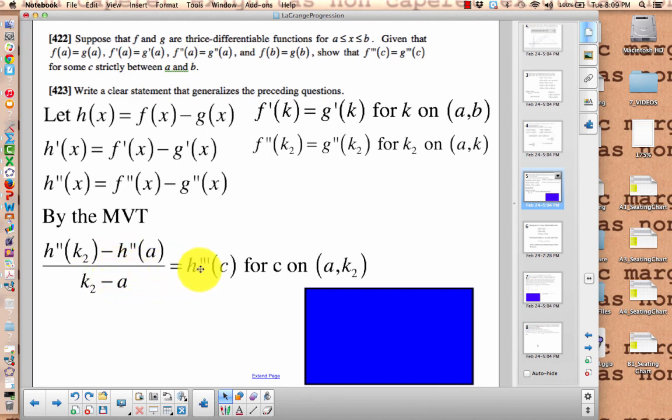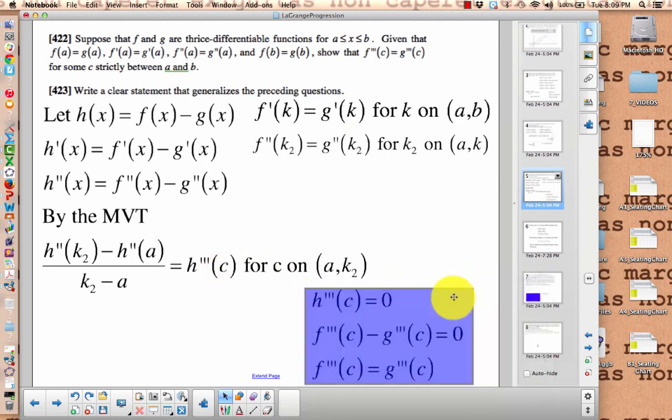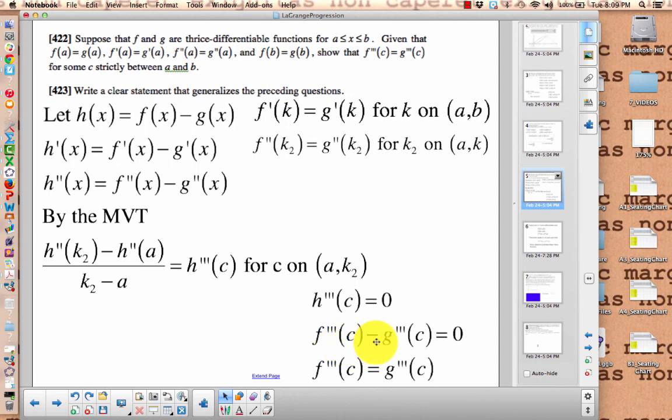So that means the third derivative of h at c is 0, and the third derivative of h is equal to the third derivative of f minus the third derivative of g. Those are equal to 0. Therefore, the third derivative of f will be equal to the third derivative of g, somewhere between a and b. Okay, so we've done this now several times, so I think you will see the overall pattern.